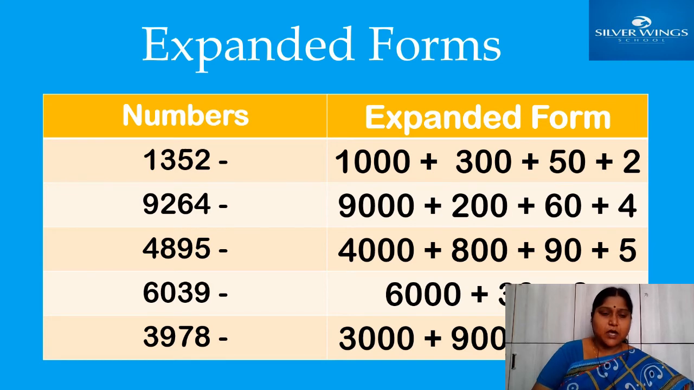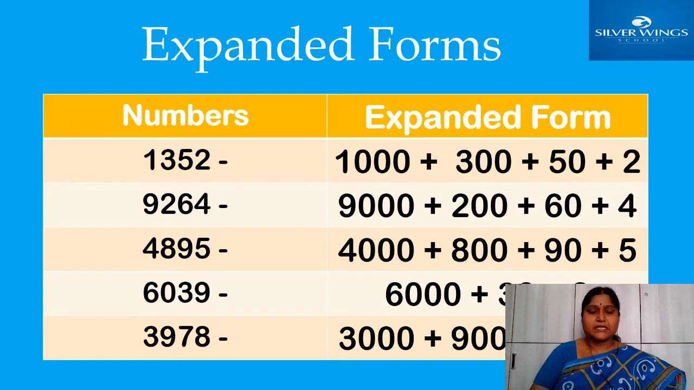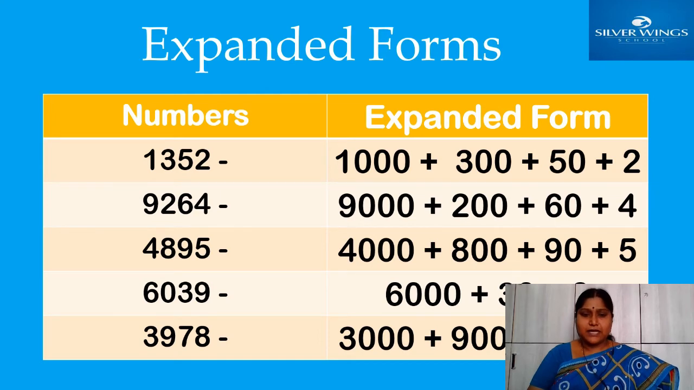9264. 9 is in the thousands place, so you should write 9000. The place value of 9 is 9000 plus. 2 is in the hundreds place, so you should write 200 plus. 6 is in the tens place, so write 60 plus. 4 is in the ones place, so you should write 4. Then I will read the expanded form of this number: 9000 plus 200 plus 60 plus 4. This is the expanded form for 9264.